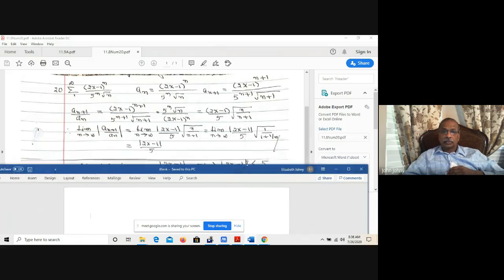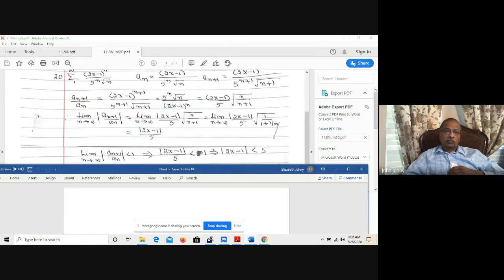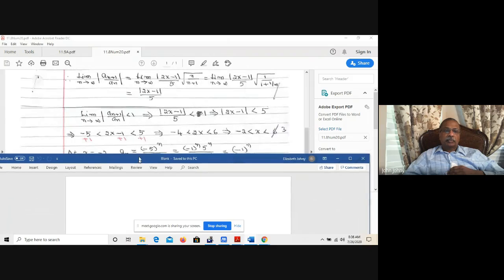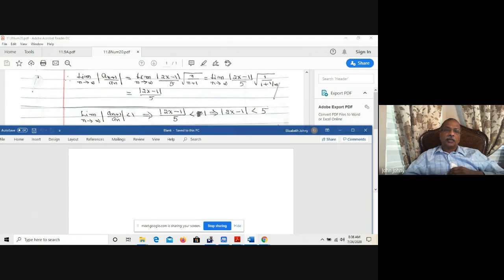Now that limit is equal to the absolute value of (2x minus 1) over 5, because 1 over infinity is 0, and square root of 1 over 1 is 1. So the limit is the absolute value of (2x minus 1) over 5. The limit being less than 1 implies the absolute value of (2x minus 1) over 5 is less than 1. Multiply both sides by 5. You get the absolute value of 2x minus 1 is less than 5.